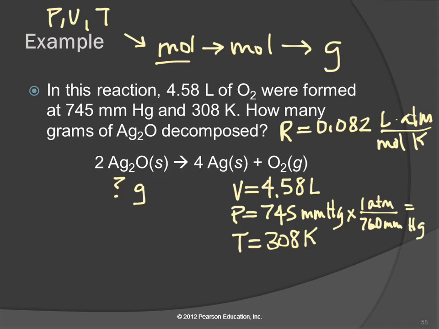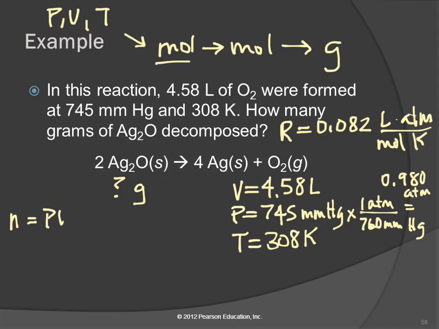745 divided by 760. So 0.980. 0.980 atmospheres. So first we need to calculate the number of moles of oxygen, and then we need to calculate moles of silver oxide and then grams of silver oxide. So I'm going to start way over here.